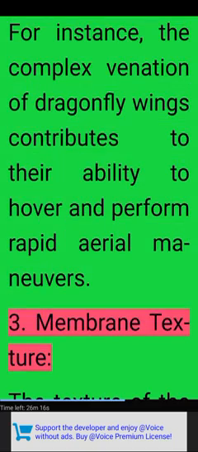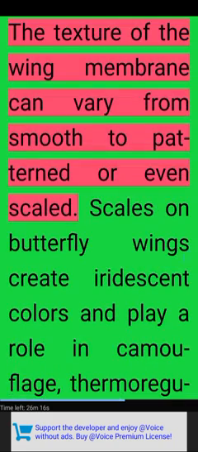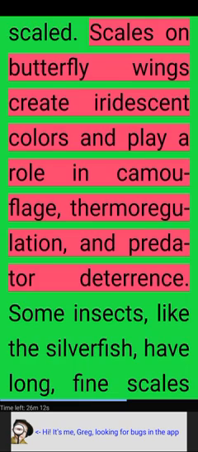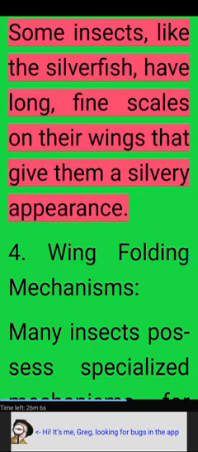3. Membrane texture. The texture of the wing membrane can vary from smooth to patterned or even scaled. Scales on butterfly wings create iridescent colors and play a role in camouflage, thermoregulation, and predator deterrence. Some insects, like the silverfish, have long, fine scales on their wings that give them a silvery appearance.